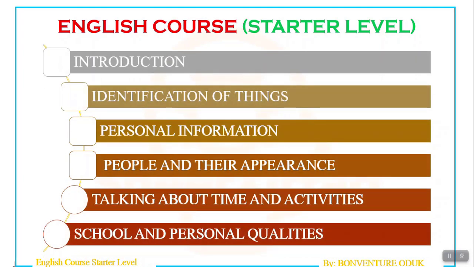In this particular course, we are going to have 12 units. The first one is introduction. The second one is identification of things. The third is personal information. The fourth is people and their appearance. The fifth is talking about time and activities. The sixth is talking about school and personal qualities.